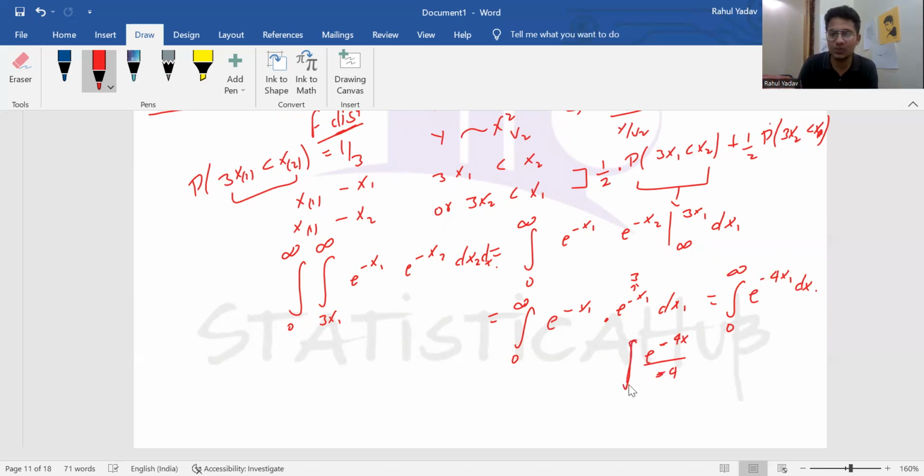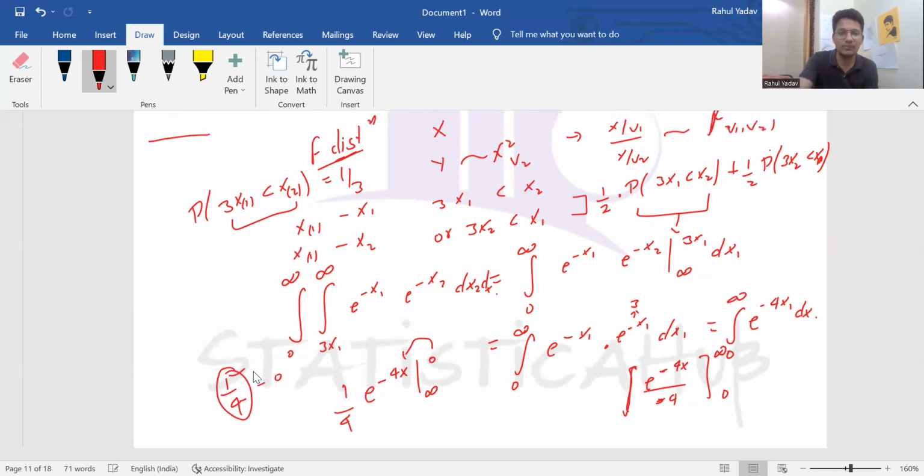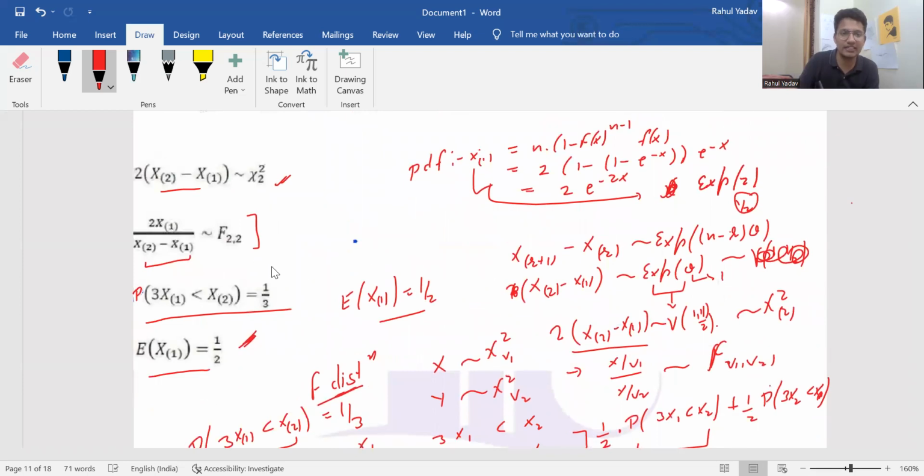If I put in the limits from 0 to infinity, it will come out to be 1 by 4 e raised to the power 4x, basically with the limits from infinity to 0. If you plug in the value of 0, that comes out to be 1 by 4. If you plug in infinity, that comes out to be 0. So 1 by 4 will be the answer. That means option C is incorrect.